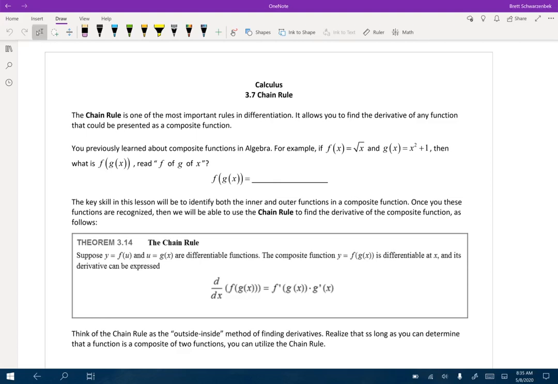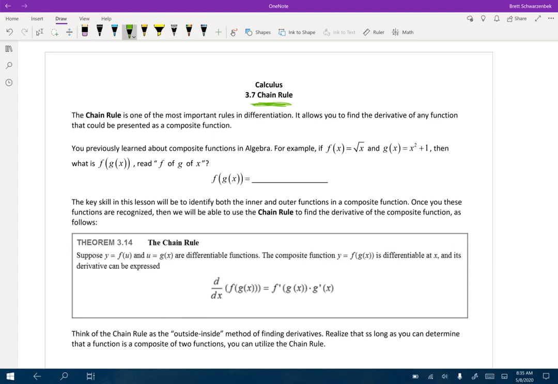The 3-7 notes for Calculus 1. This section really starts to push towards the more involved derivatives. We learn a rule called the chain rule, which allows us to basically enhance the type of derivative that we can find.